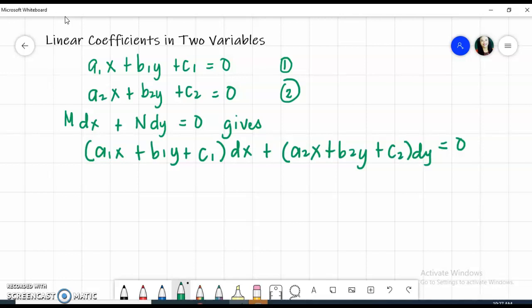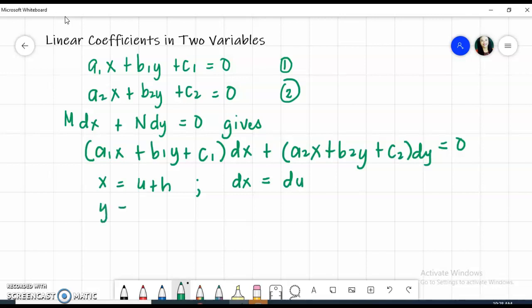Now, if the two linear equations representing two straight lines intersect, then let (h, k) be the point of intersection. Then we define a transformation of the differential equation for x and y as follows. We have x is equal to u plus h. In getting the derivative of this one, we have dx is equal to du. Remember, h here is a constant while u is a variable.